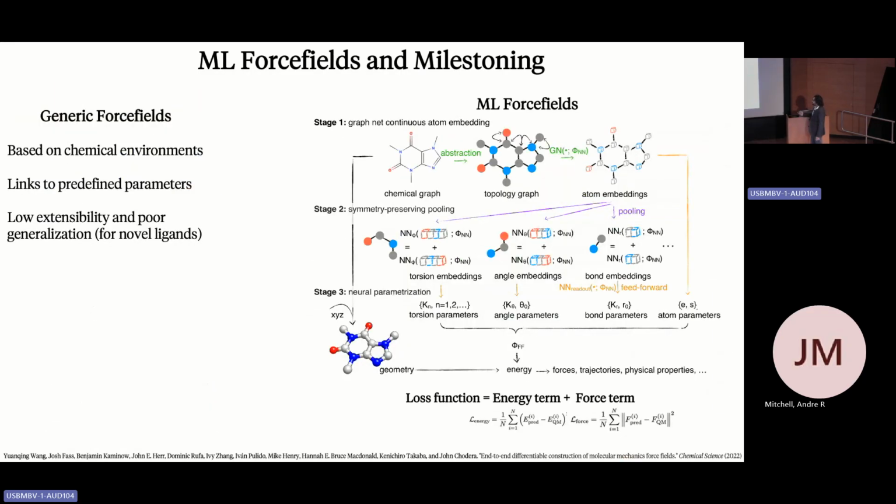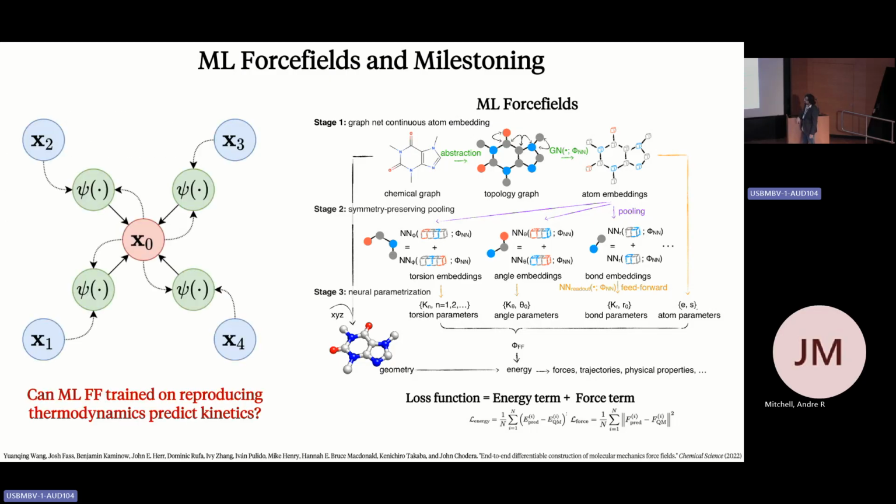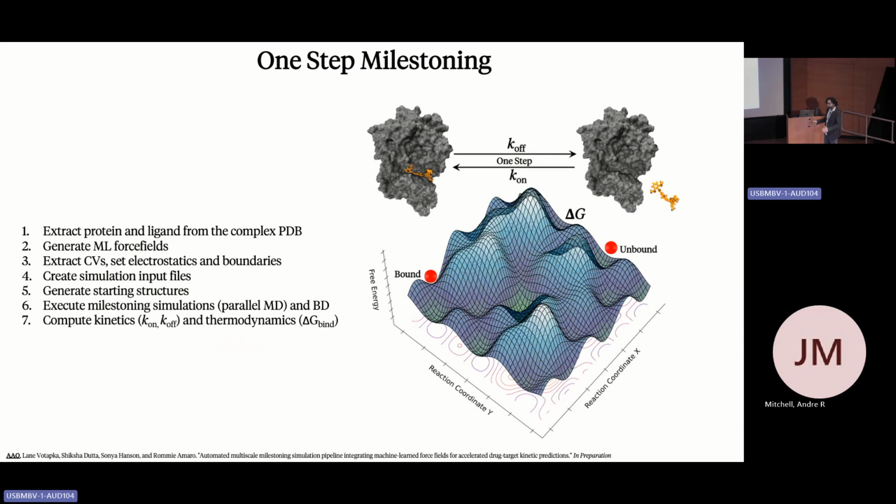So then we tried, thanks, John has given us a good talk on what machine-learned polymer force fields are. And I was interested in having these force fields trained on reproducing the thermodynamics. So can it predict kinetics as well using milestoning simulations? We used these force fields, and we automated the entire system. You start with a protein ligand complex. All you have to worry about is your GPUs.